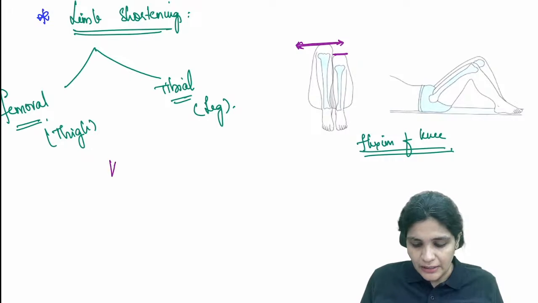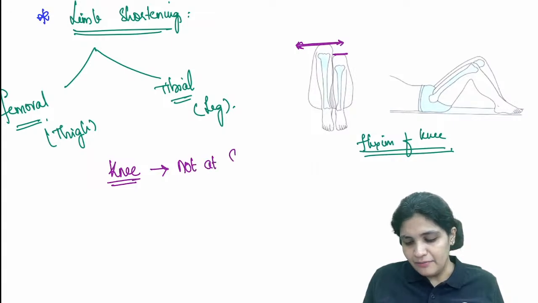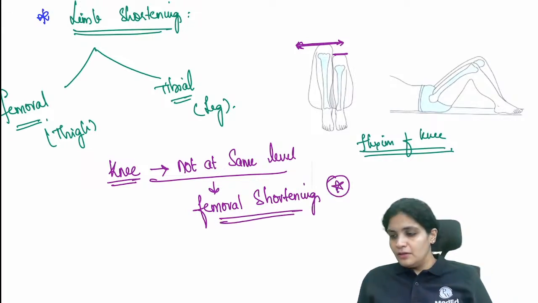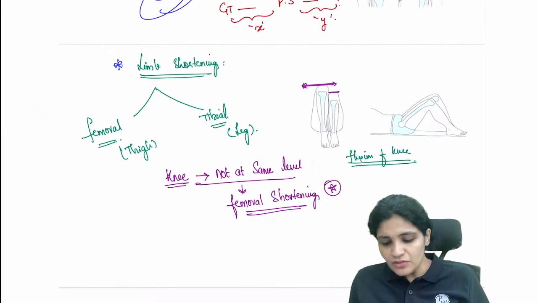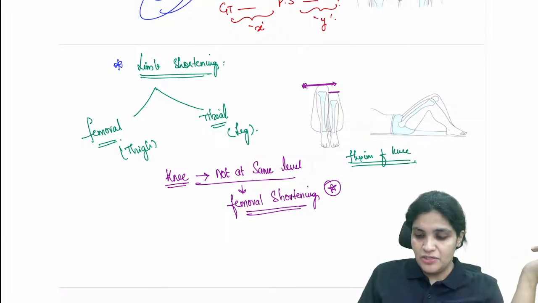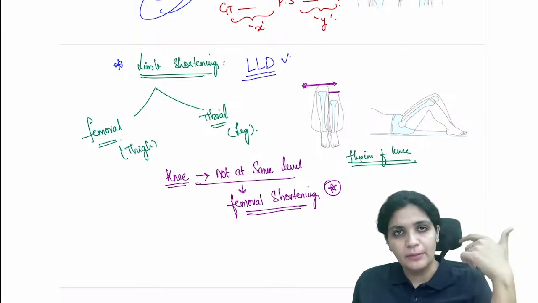So whenever you see that the knees are not at the same level, then this is because of the femoral shortening, right? So this is one more test which we use for understanding the limb length discrepancy. This is called LLD or limb shortening. This is limb length discrepancy or limb shortening.